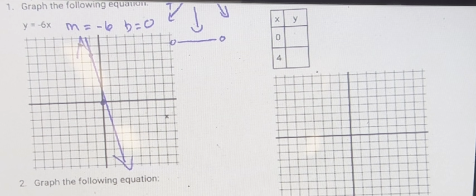The domain is, are we going left and right forever? Got arrows on both ends. The answer is yes. And the range, we're going up and down forever. So the domain and range is all real numbers.